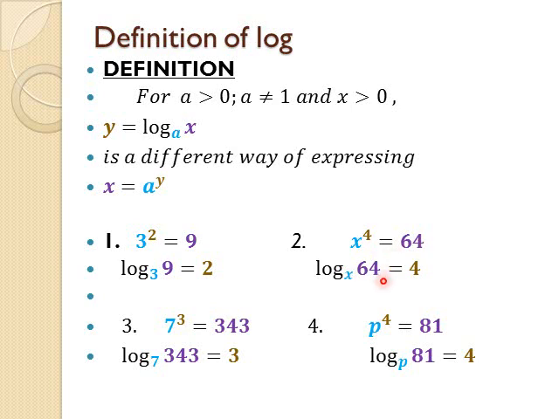They simply swap places. 7 to the power 3 equals 343. So log base 7, swap 343 and 3. And log base 7 of 343 would then give me 3 as an answer. And p to the power 4 equals 81. Again, you see there the base, and then simply the x and the y swap places. 81 goes by log and 4 goes there.